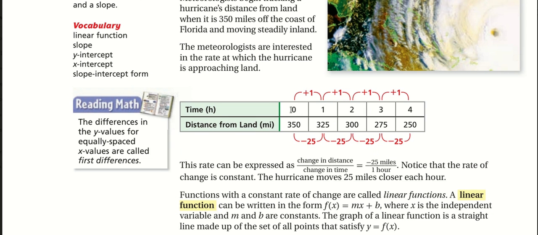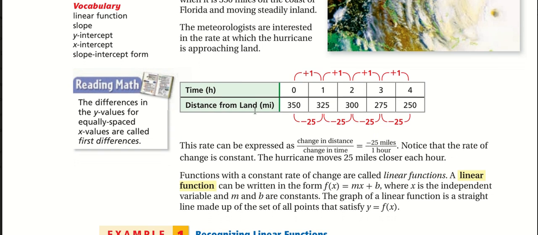And so by inspecting the data, we know that each time value in hours is separated by 1. 1 minus 0 is 1, 2 minus 1 is 1, 3 minus 2 is 1, 4 minus 3 is 1. And the neat thing here is that the values of the distance in land are also equally spaced.